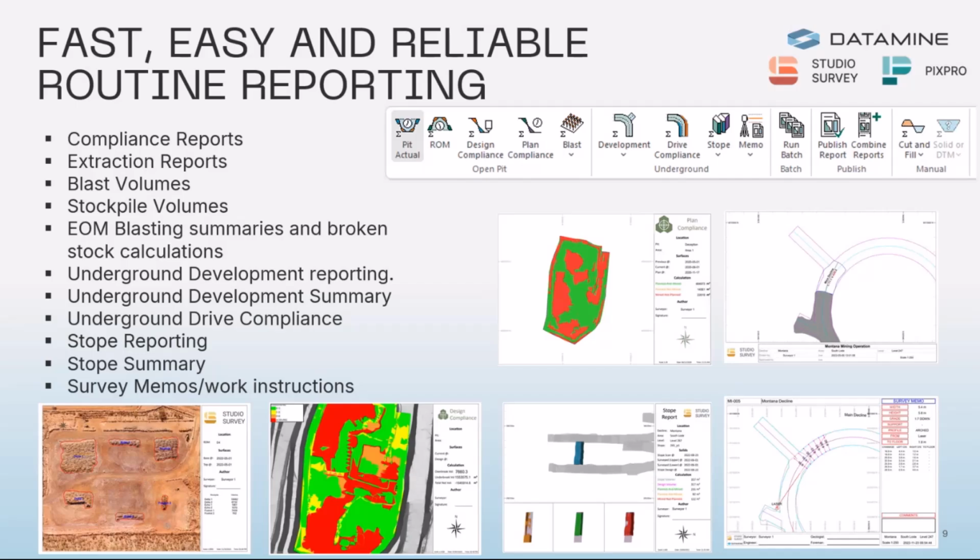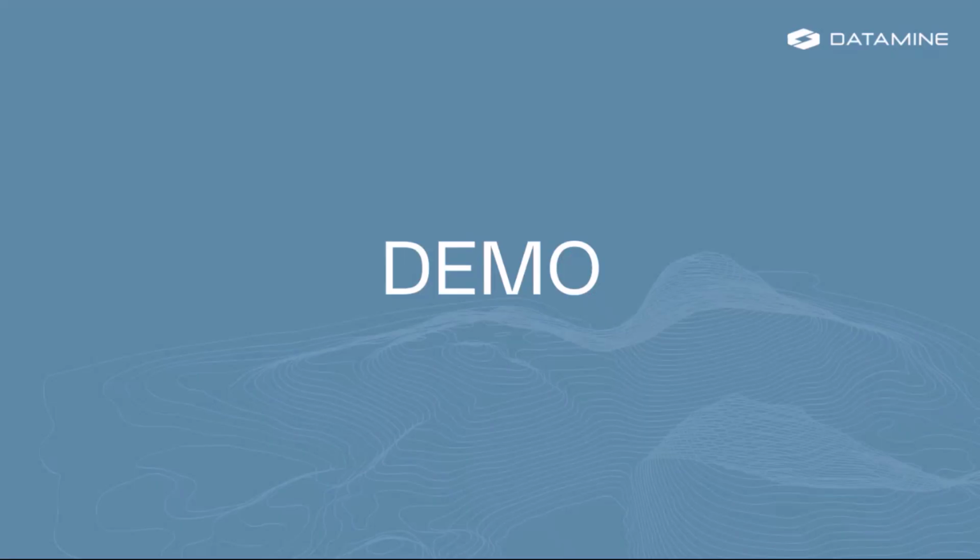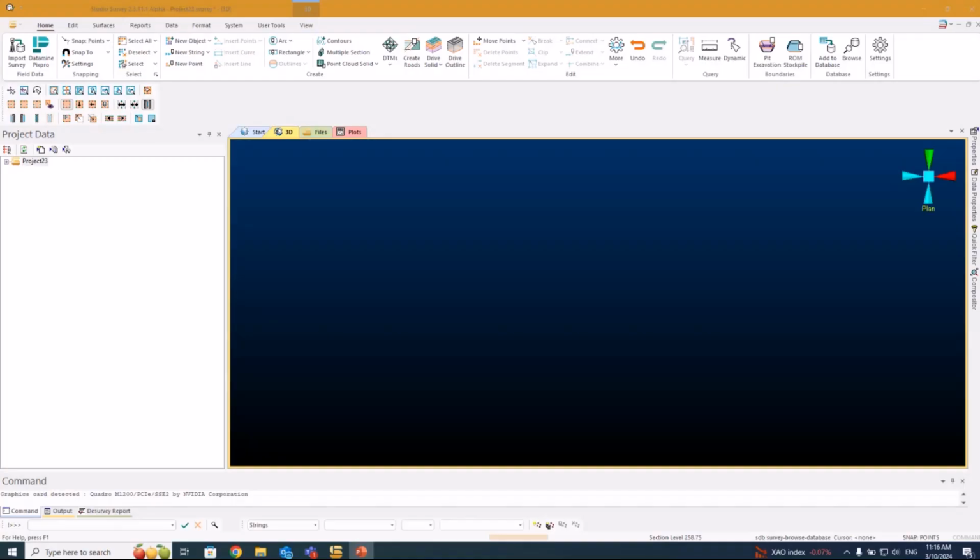And what we're going to do now is we'll just have a quick look at the actual product itself and go through a few of the reporting that we have. So this is basically what we get when you open up Studio Survey. We have all of the home ribbons with pretty much our left to right workflow as we go along. We have our field data inputs, and then all the way through to our database browsing and adding to data.